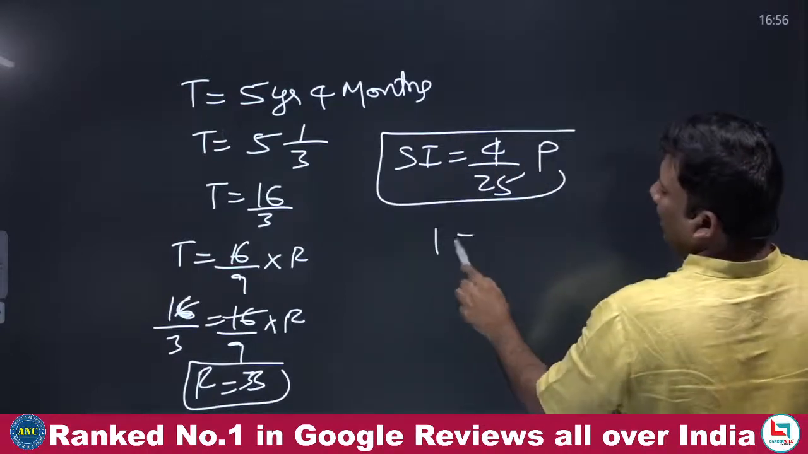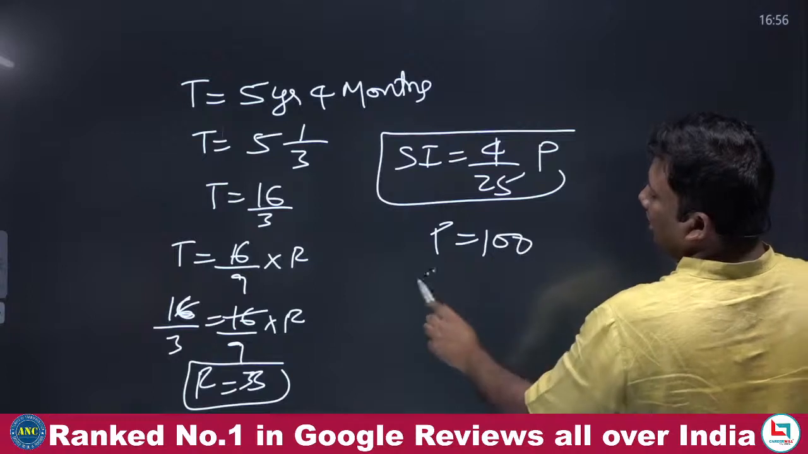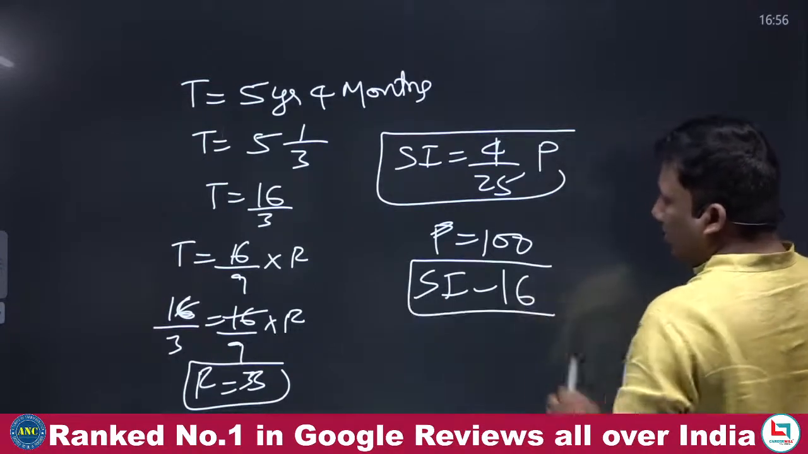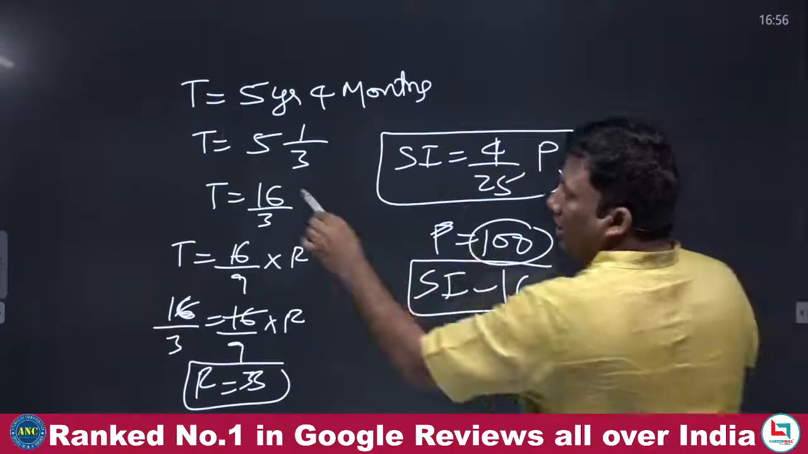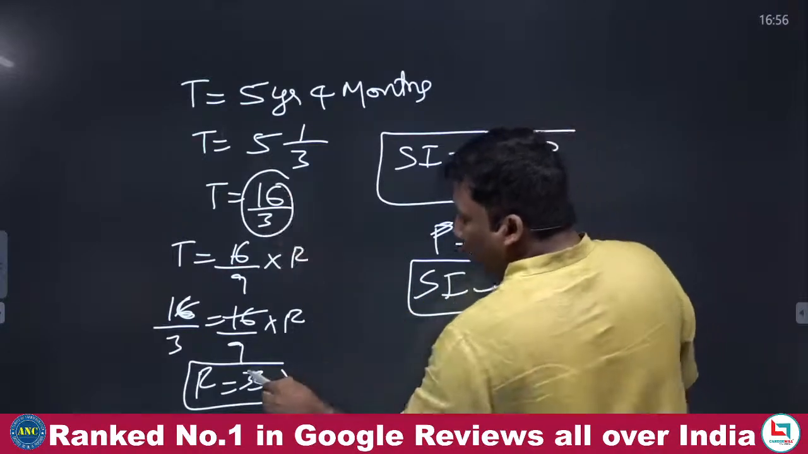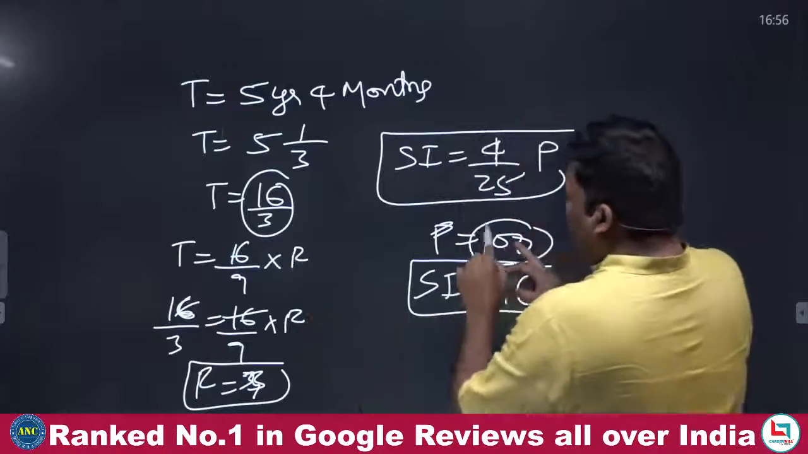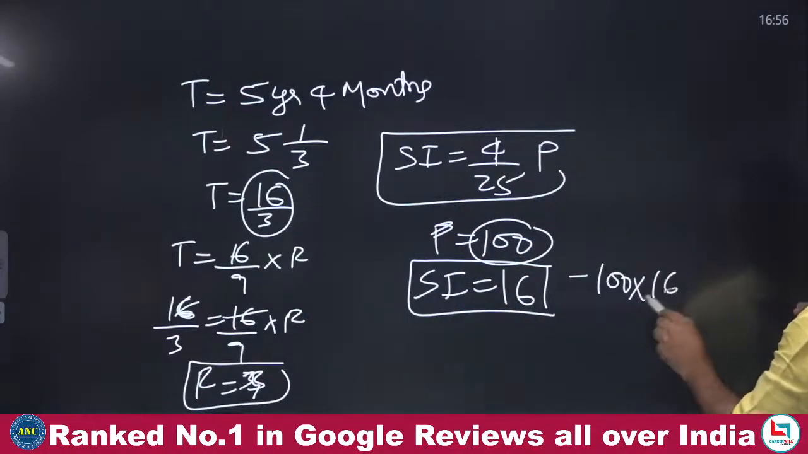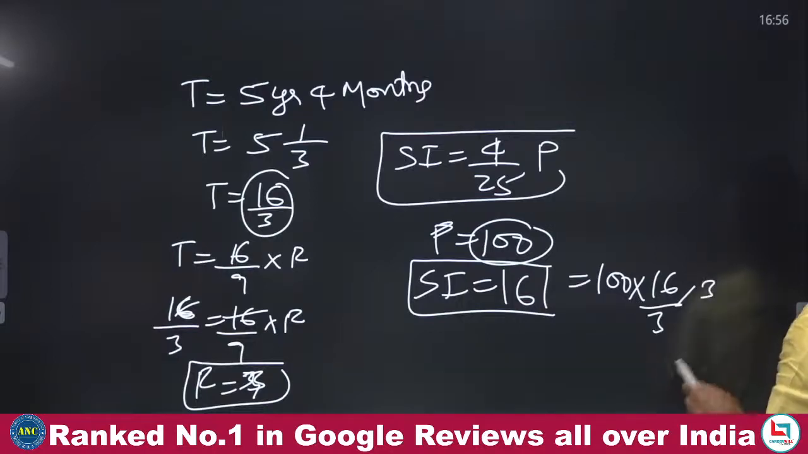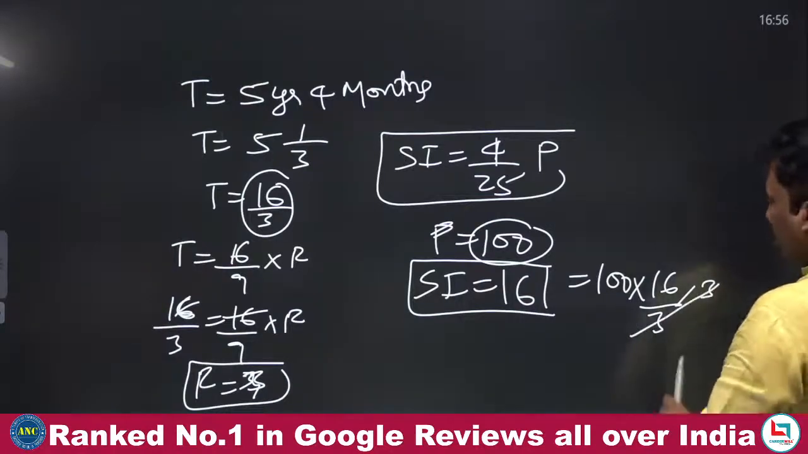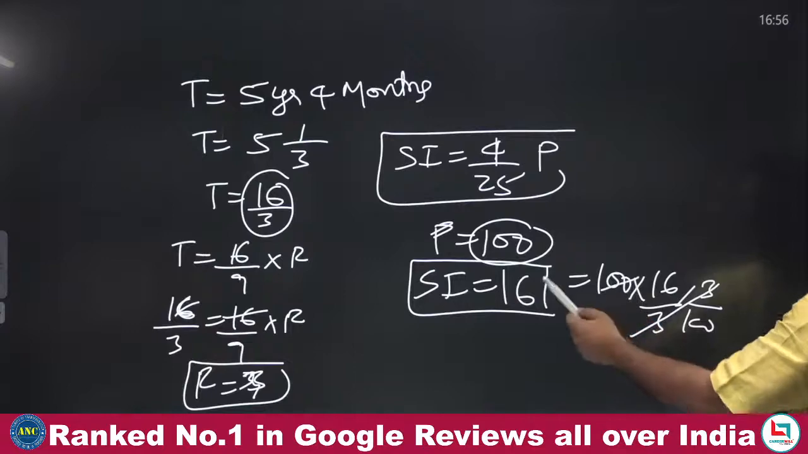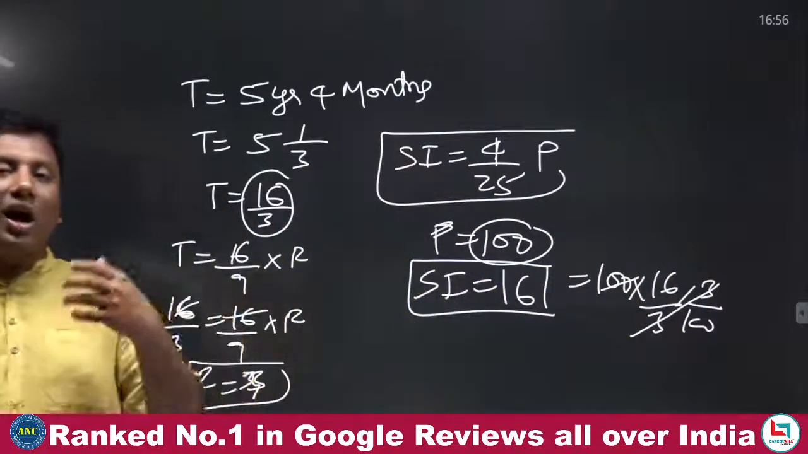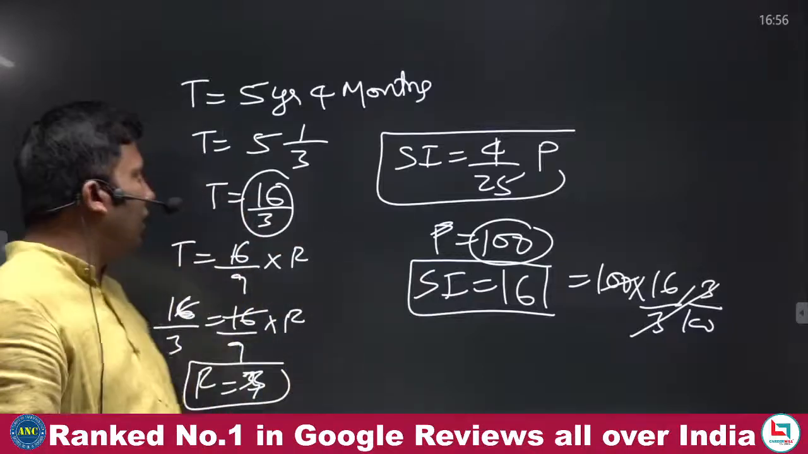If the principal is 100, SI will be 16. On 100, T is 16/3 and the rate is 3. SI is PTR percentage: 100 into 16/3 into 3/100. Remaining is 16. Either we can go by the answer option or we can go by the traditional formula approach.